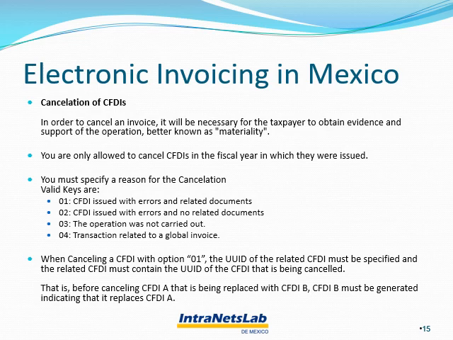When canceling a CFDI with option 1, the UUID of the related CFDI must be specified, and the related CFDI must contain the UUID of the CFDI that is being canceled. For example, before canceling CFDI A that is being replaced with CFDI B, CFDI B must be generated indicating that it replaces CFDI A.